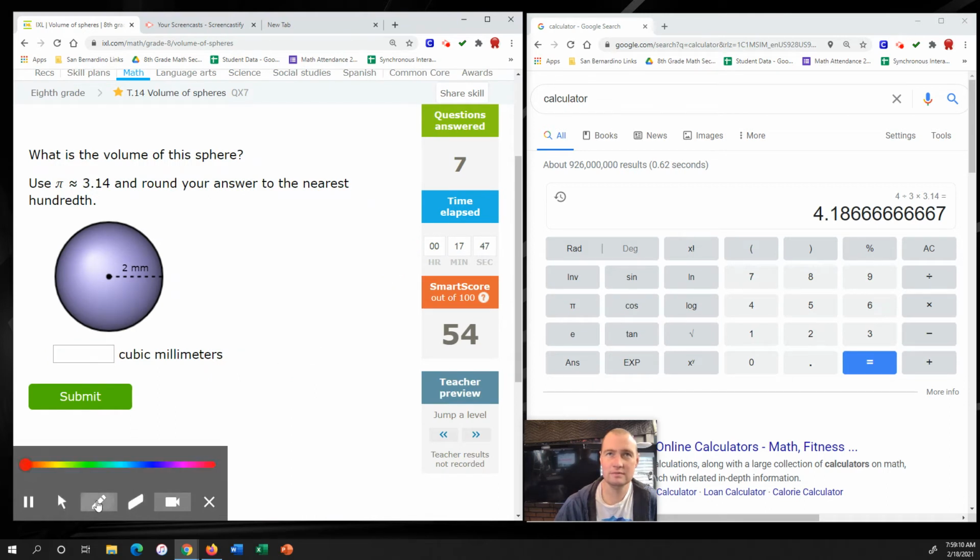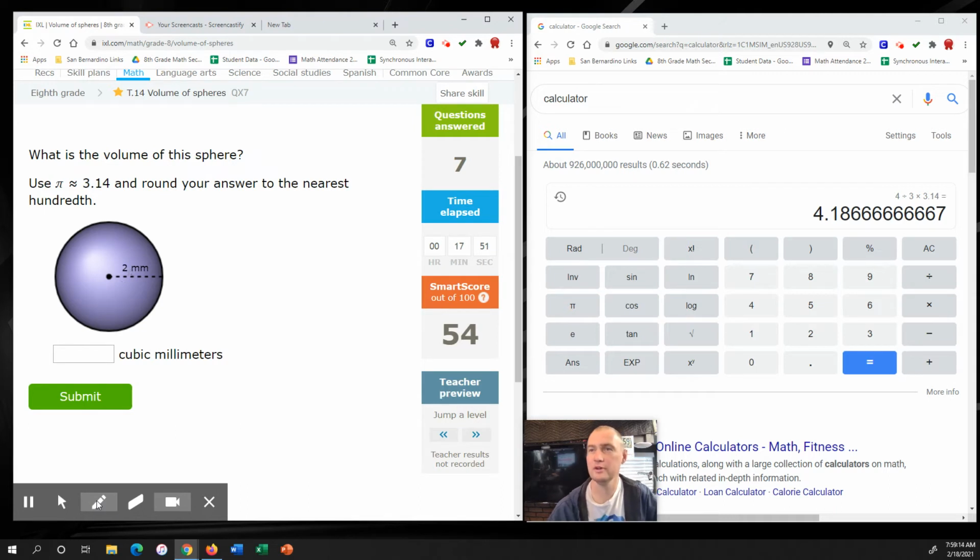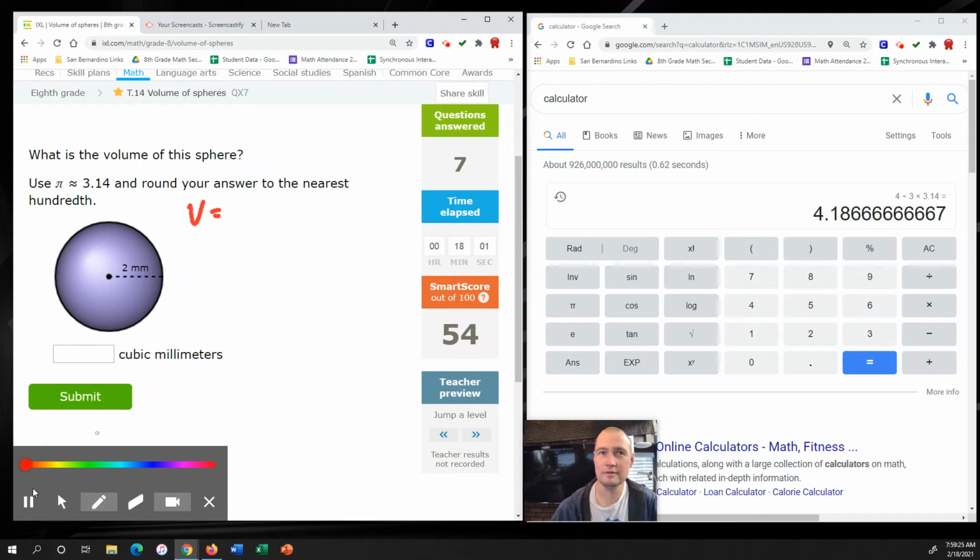Clear the board. And this one looks, again, familiar, but I don't remember what it was when I had a radius of 2. So we can just go ahead and work it out and see if a number looks familiar when we get it at the end. All right. So volume equals, we got 4 over 3 times pi times r to the third power.